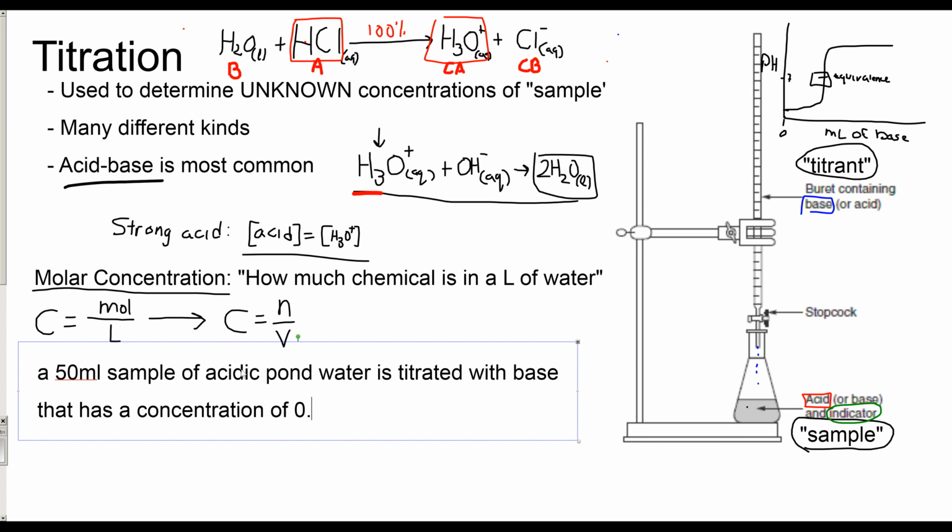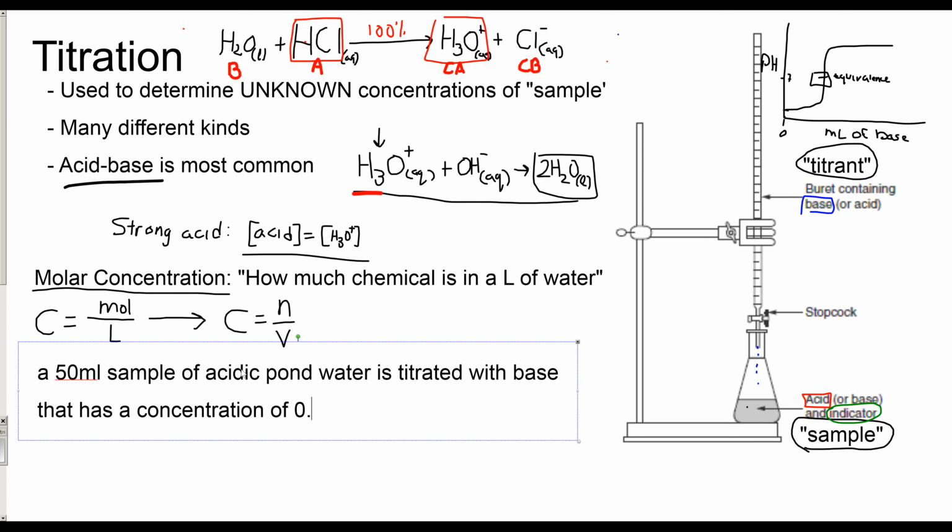The volume of base added was 11.7 milliliters. Now I'm going to give you the easiest way to solve titration, like ever. Here it is: CA VA equals CB VB. This is like the easiest way to do these.